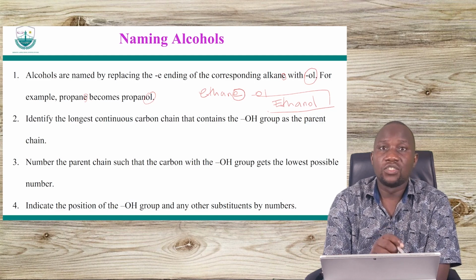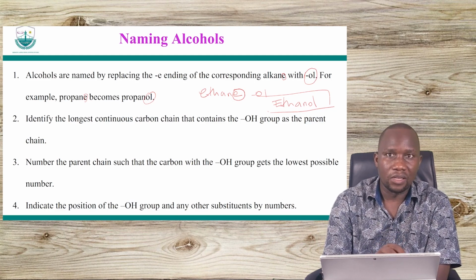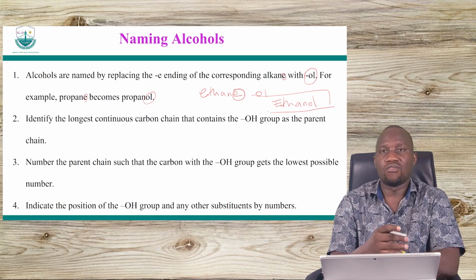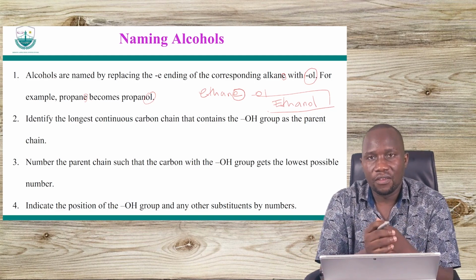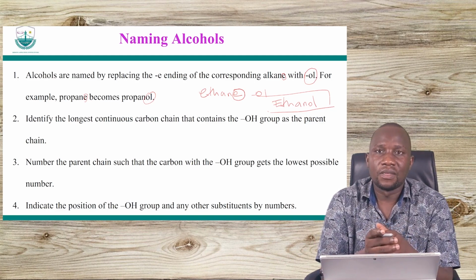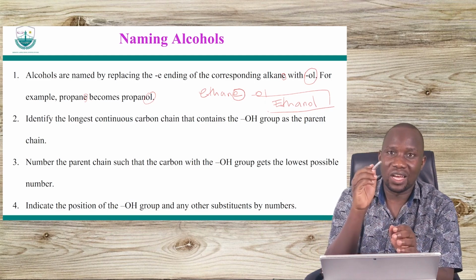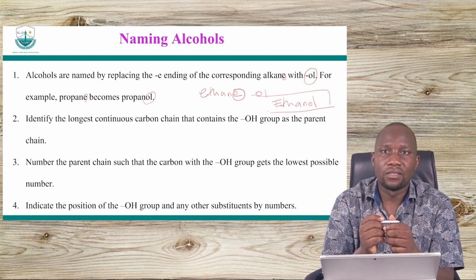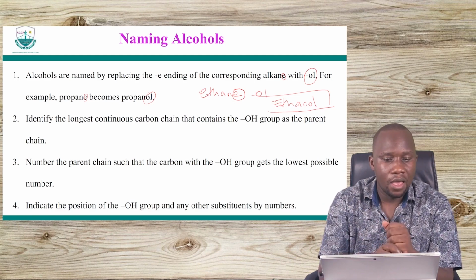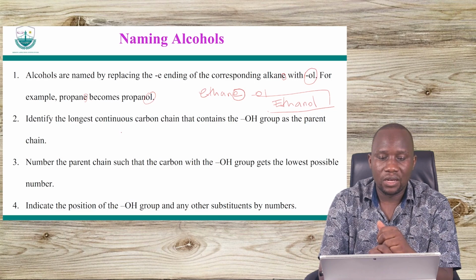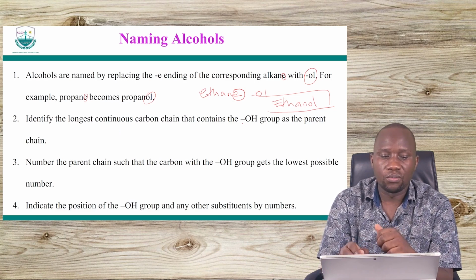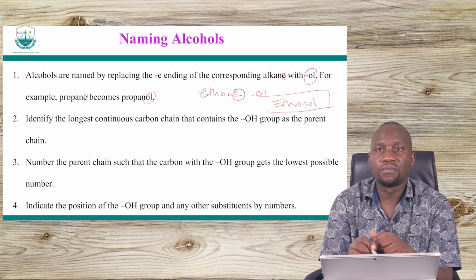Now, that's rule number one. That means that when you mention the name of an alcohol, the person will be able to know that this is an alcohol we are talking about because of that OL at the end. And then we come to rule number two, which is to identify the longest continuous carbon chain that contains the OH group as the parent chain.